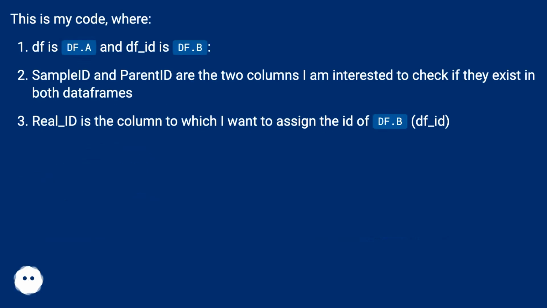This is my code, where df is df.a and df_id is df.b. Samplet and parented are the two columns I'm interested in checking if they exist in both data frames. Real_id is the column to which I want to assign the ID of df.b, df_id.